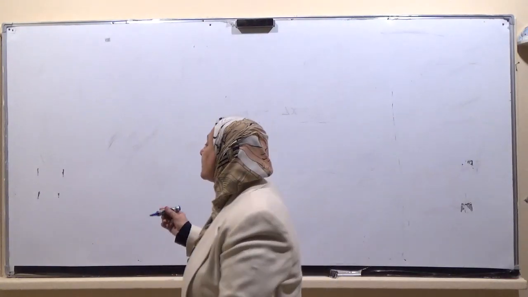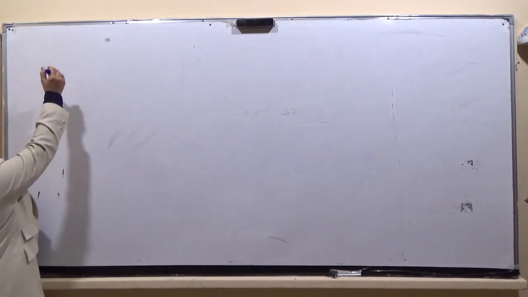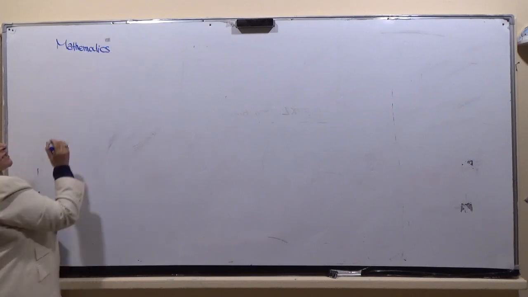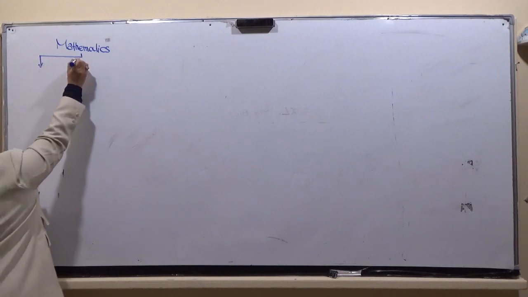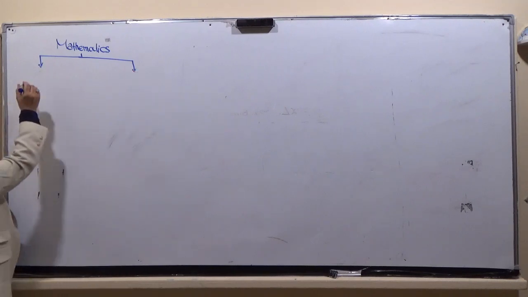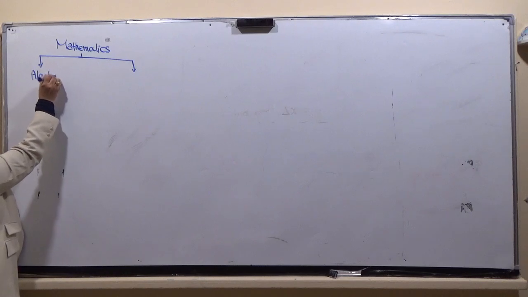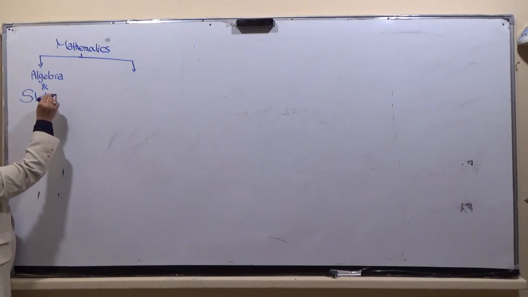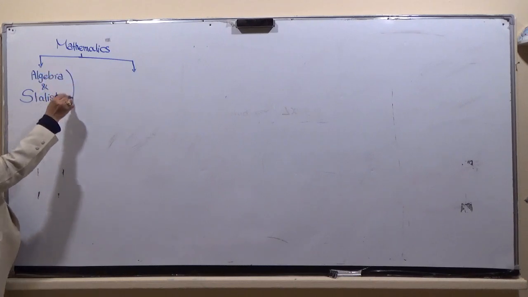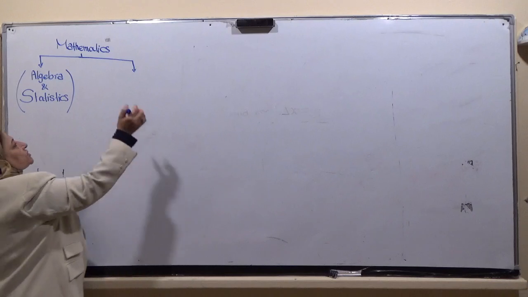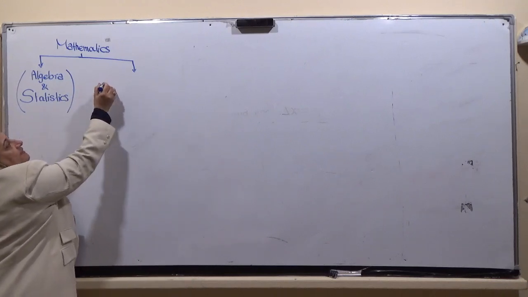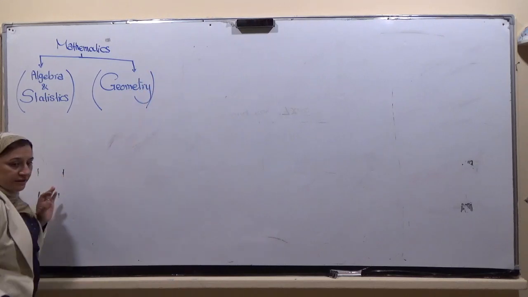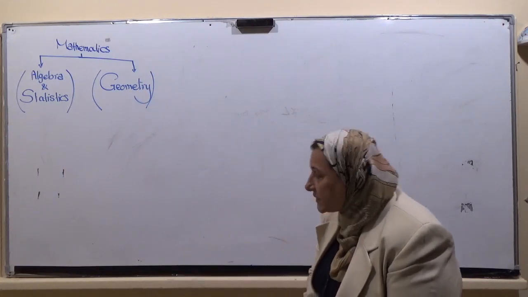Let us start today for the first lesson, for the first branch. So mathematics this year consists of two branches. The first part is algebra and statistics. The second branch is the geometry, plane geometry. Okay? This is the second branch.